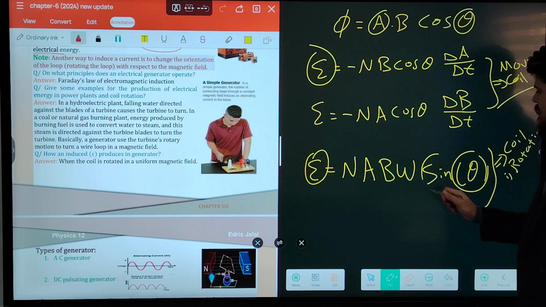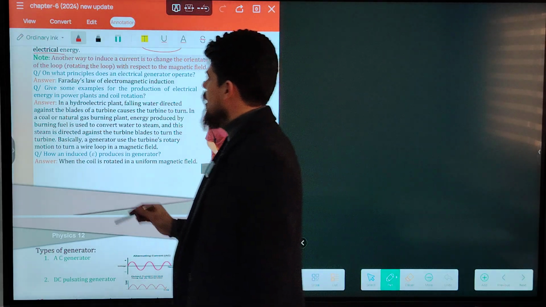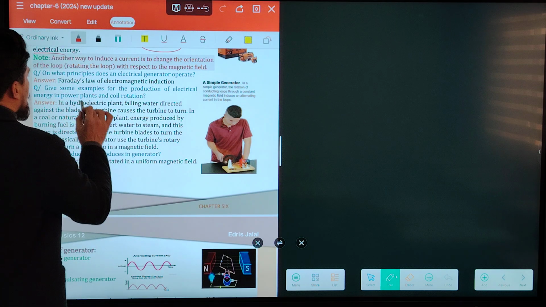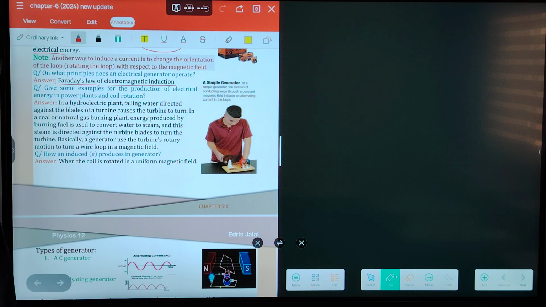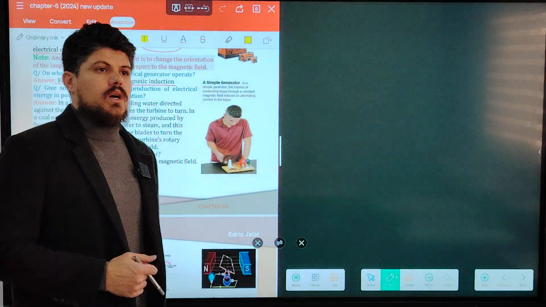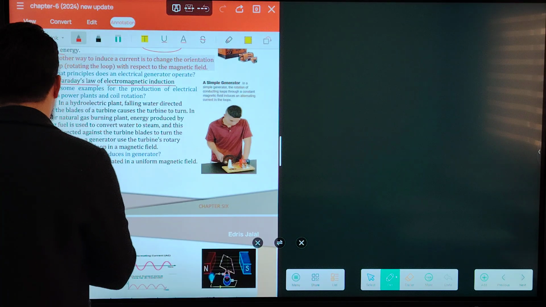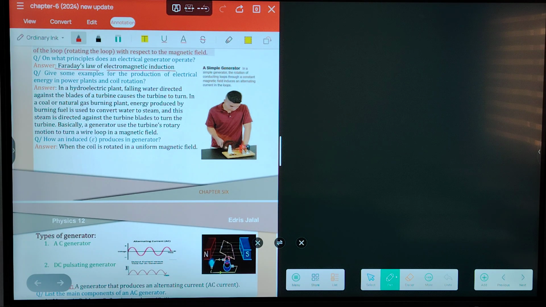For a rotating coil we have sine, but for a moving coil we have cosine. On what principle does an electric generator operate? Faraday's law of electromagnetic induction. Give some examples for the production of electric energy in a power plant and coil rotation.